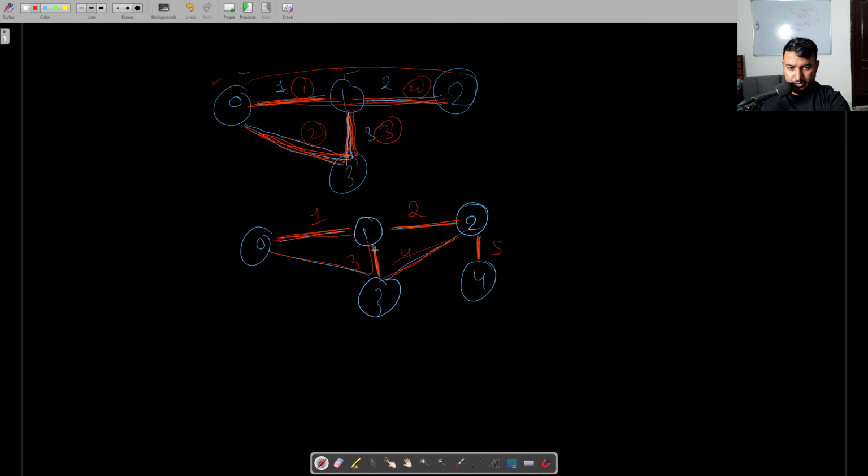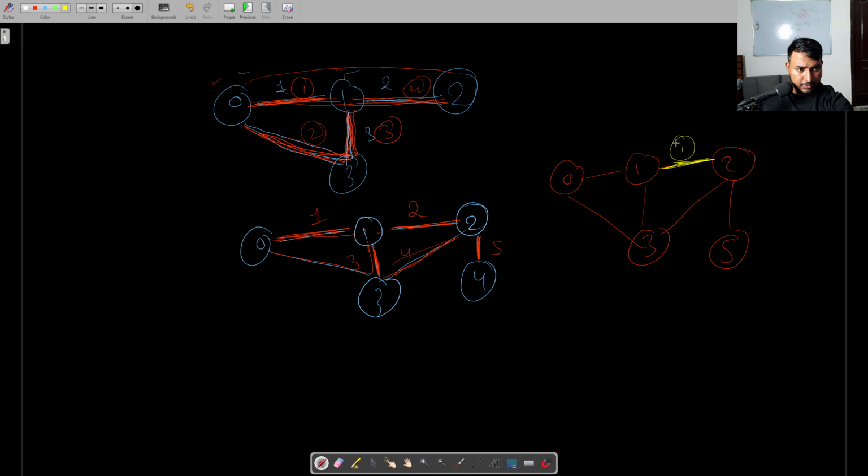1, 2, 3. For 2 and 1, if I draw it again, like 0, 1, 2, 3, we have 5. So for this one, for 2, if I count, there's this road which is 1, there's this road which is 2, there's this road which is 3.